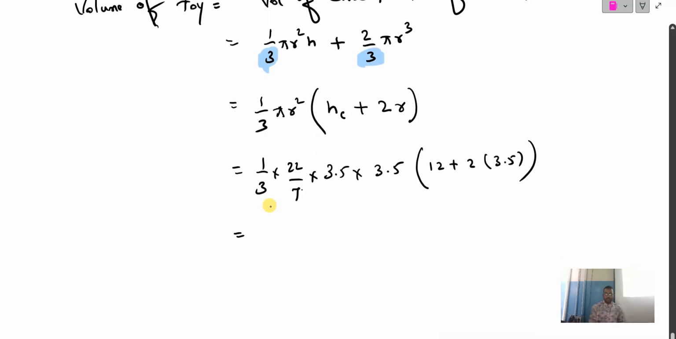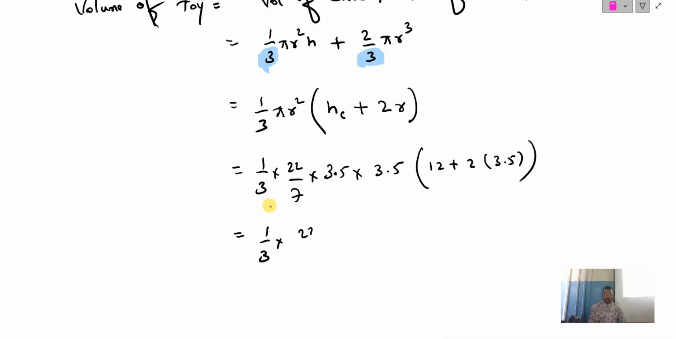Now what you should do, see here. Very interesting. This complete 22 by 7 can be read as 3.14. Don't cancel it. Keep it as it is. Understood? 22 by 7 is what? 3.14 into 1 by 3 into 3.5 into 3.5. Multiply 3.5 into 3.5.